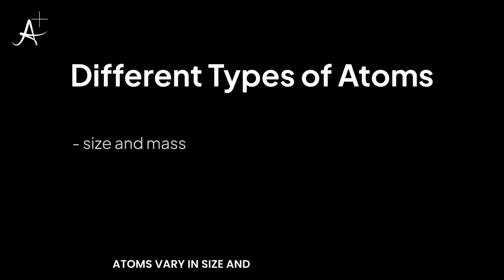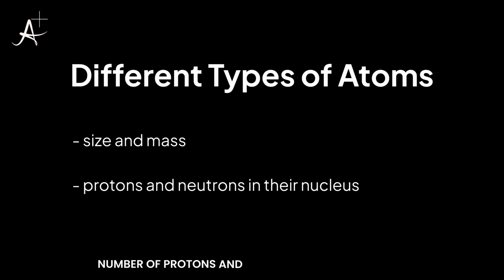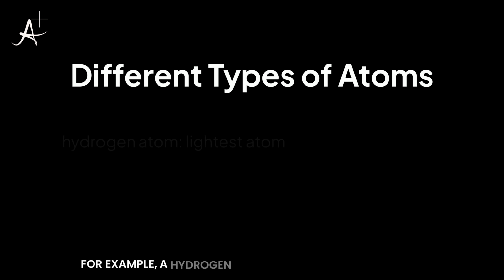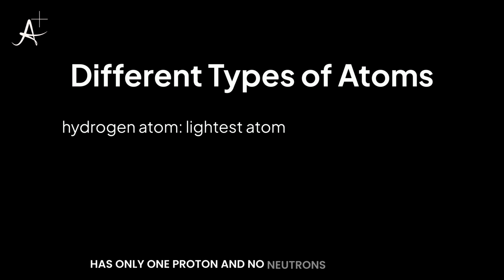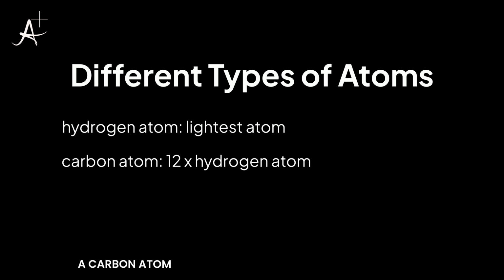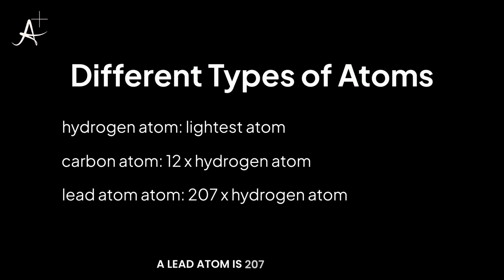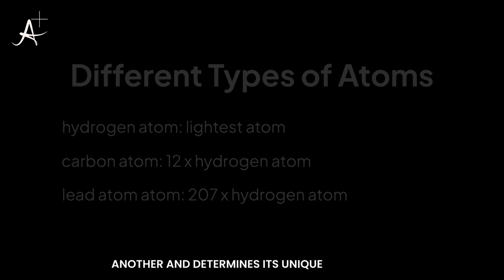Atoms vary in size and mass, depending on the number of protons and neutrons in their nucleus. The mass of an atom is determined by these particles in its core. For example, a hydrogen atom is the lightest atom, as it has only one proton and no neutrons in its nucleus. A carbon atom is 12 times heavier than a hydrogen atom. A lead atom is 207 times heavier than a hydrogen atom, making it one of the heaviest naturally occurring atoms. This difference in size and weight is what distinguishes one element from another and determines its unique properties.